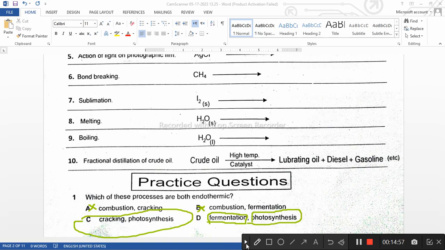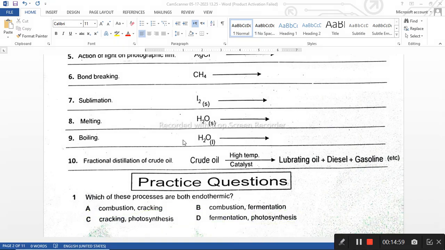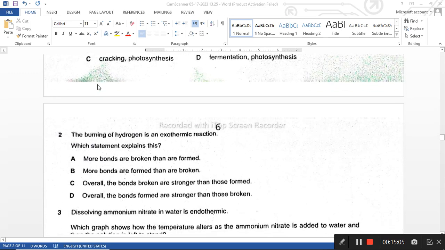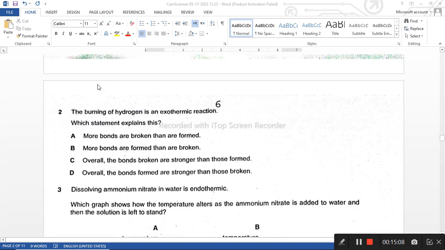Cracking and photosynthesis are both endothermic, and you can find it over here, cracking and photosynthesis. So the next question is: the burning of hydrogen is an exothermic reaction. Which statement explains this?